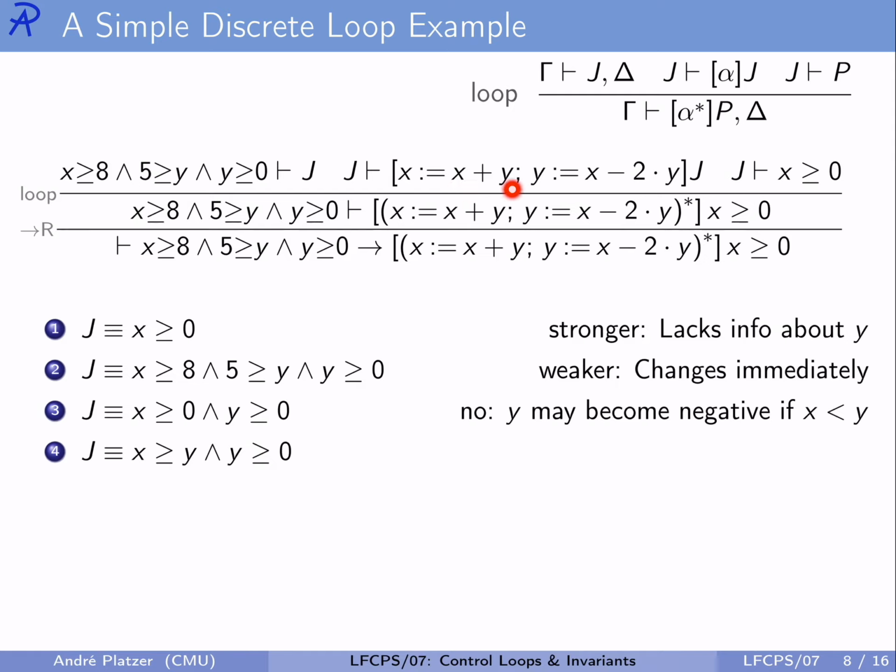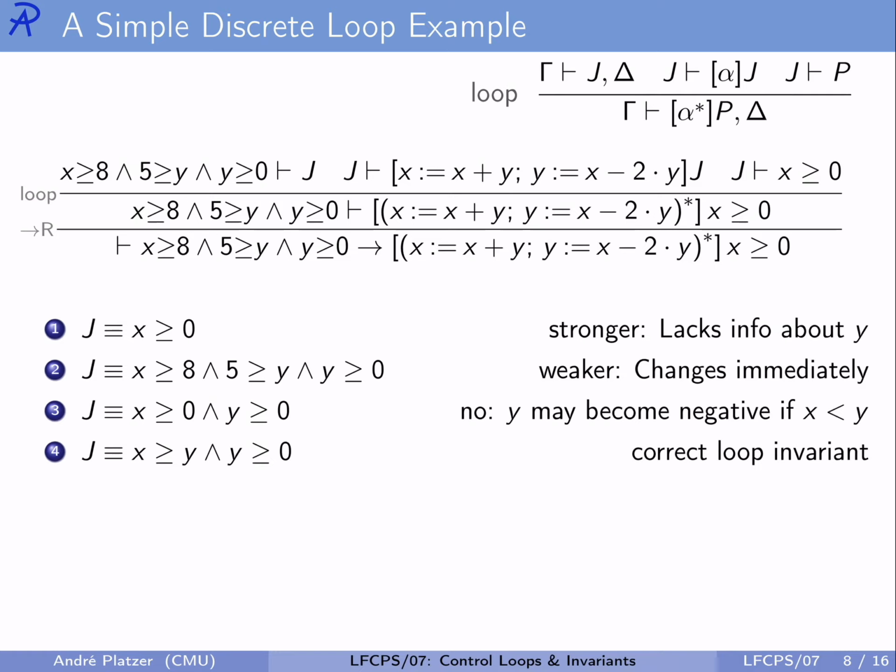And because we've just added y to x, and y was non-negative, of course x has to remain bigger or equal to y because we just added them and x was non-negative. So yeah, that loop invariant works.